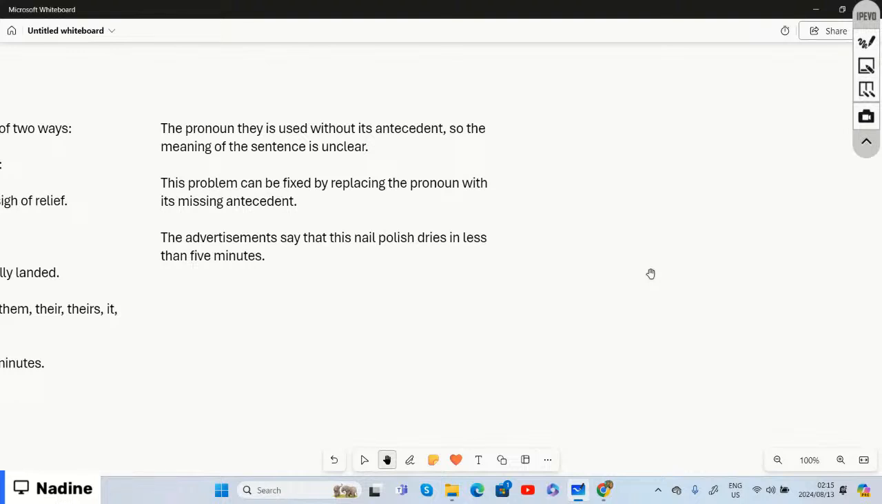This problem we can fix by replacing the pronoun with the missing antecedent. It says the advertisements say. So instead of saying they, we are specifying that the advertisements say that this nail polish dries in less than 5 minutes. So who said so? The advertisements.